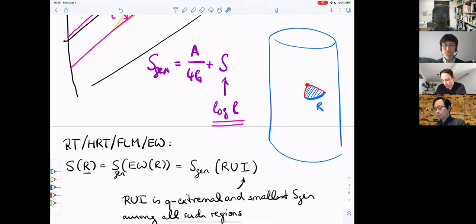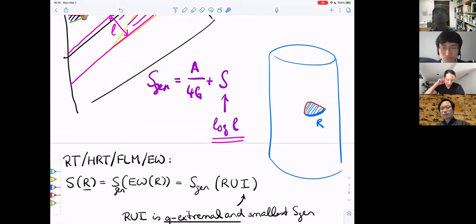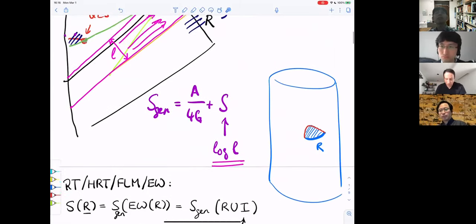Initially, the prescription had just been to take this area over Newton's constant. That is usually the dominant term, and this is a small correction. But in fact, over time, we've learned that this correction can be quite important. And in fact, it can sort of balance against this dominant term. And that's where these islands are going to come from that are going to give us the Page curve.